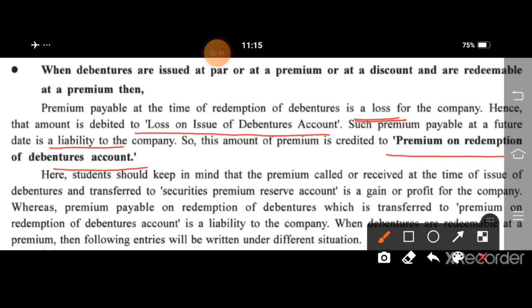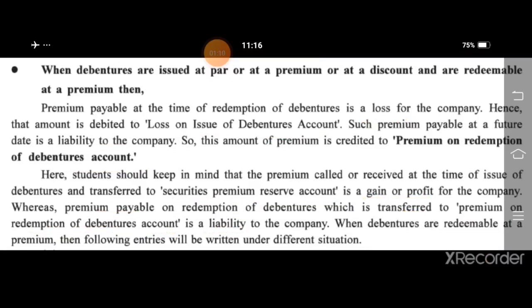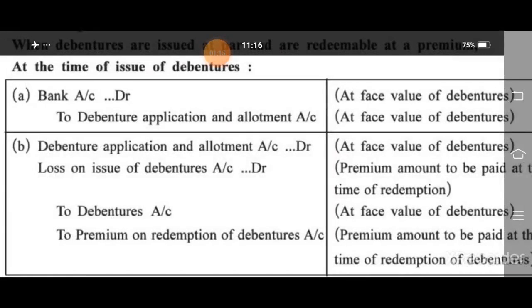Here, keep in mind that the premium called or received at the time of issue of debenture and transferred to security premium reserve account is a gain or profit, because we are charging more than face value for the company. Whereas premium payable on redemption of debenture, which is transferred to premium on redemption of debenture account, is a liability of the company.